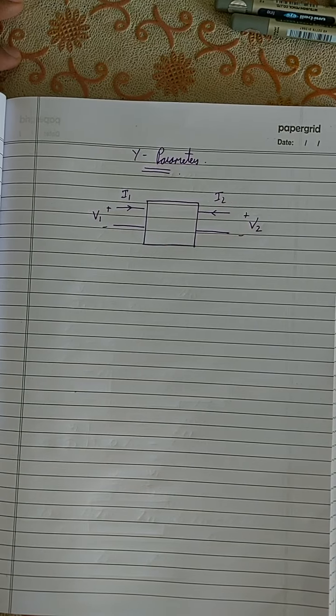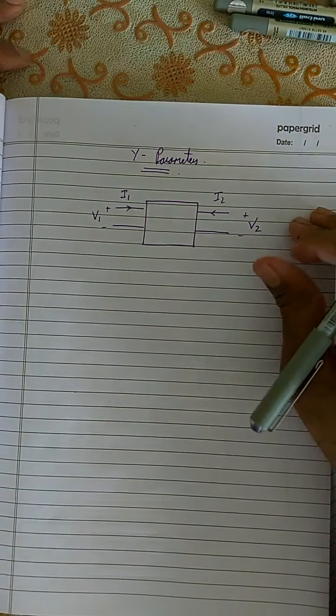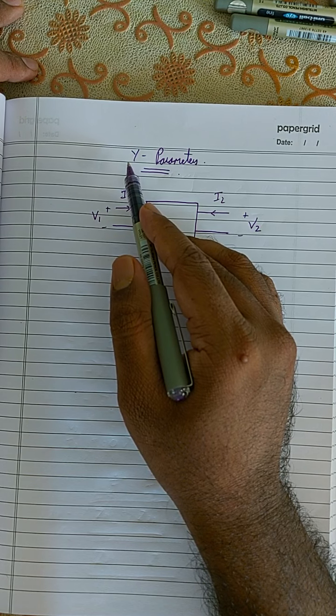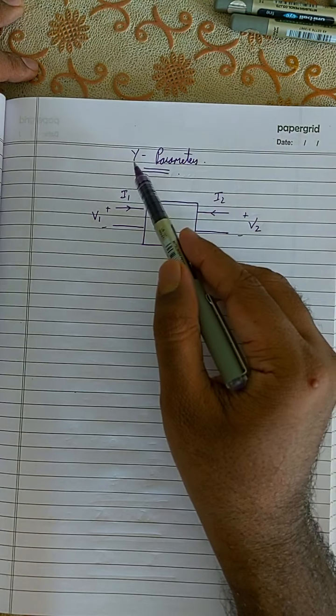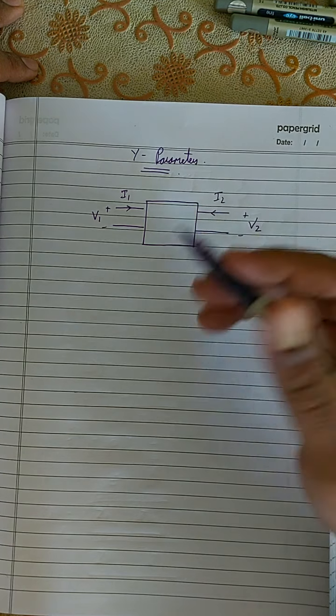Now next would be the y parameters. Okay, so y parameters is also very easy to remember. The equations are very easy. First you need to understand what is the meaning of y. Y is the opposite of z, or y parameter means admittance. Admittance, the opposite of impedance, is actually admittance.